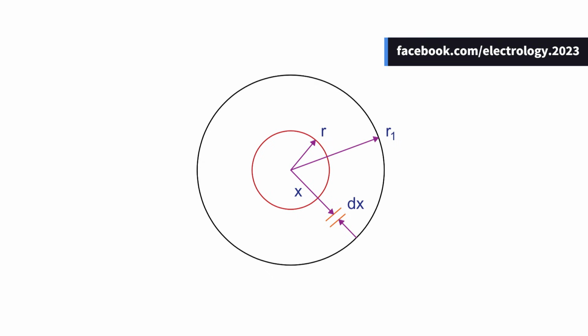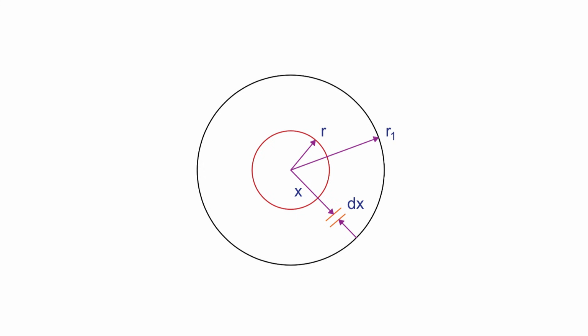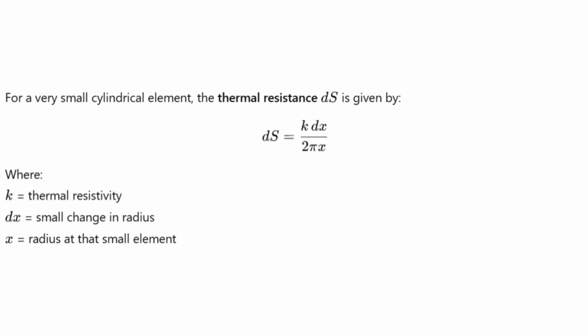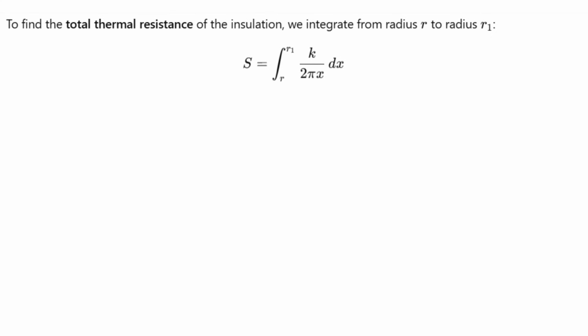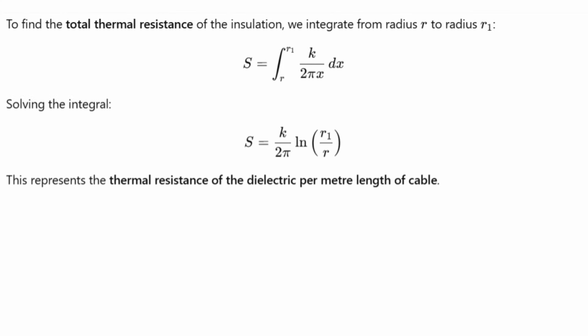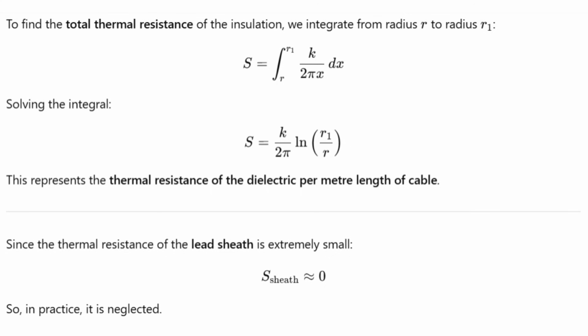Now, let's consider 1 meter length of the cable. We take a very small ring-shaped element of insulation at radius x, having thickness dx. The thermal resistance of this tiny element is expressed as K multiplied by dx divided by 2 pi x. To find the total thermal resistance of the insulation, we integrate this expression from radius r to radius r1. This eventually becomes K divided by 2 pi multiplied by natural logarithm of r1 divided by r. This value gives us the thermal resistance of the dielectric per meter length of cable. The thermal resistance of the lead sheath is extremely small, so in most cases it is safely neglected.